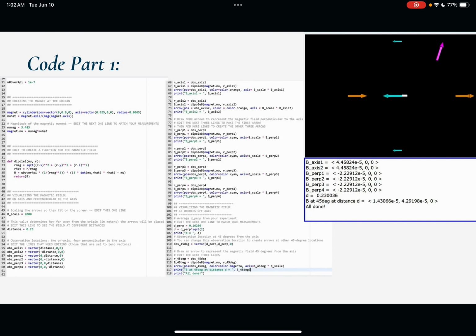In coding part 1, basically what we did here was 2 on-axis arrows and 4 perpendicular axis arrows, and as you can see, the perpendicular is negative and roughly 2 times less, because in the equation of the perpendicular axis it's negative and there's no 2 in the numerator. And then the B at 45 degrees in vector form is 1.43 times 10 to the negative 5, comma 4.3 times 10 to the negative 5.